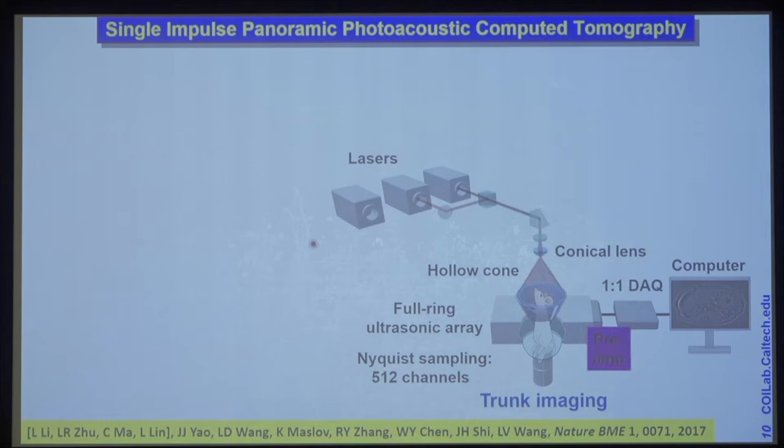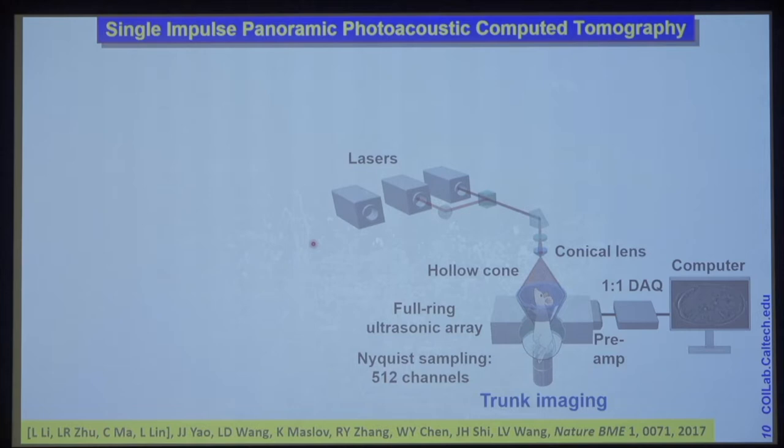To image deep into tissue, because the signal can become weaker and weaker exponentially toward the middle of the animal, you want to pre-amplify the signal before the cable noise creeps in. We have a one-to-one mapping for data acquisition. So a single laser shot will give you an image. All the data is acquired within the acoustic transit time, which translates into about tens of microseconds. That's how fast we can get an image. So you don't have to worry about any motion artifact. Of course, the computer will do the image reconstruction and presentation.